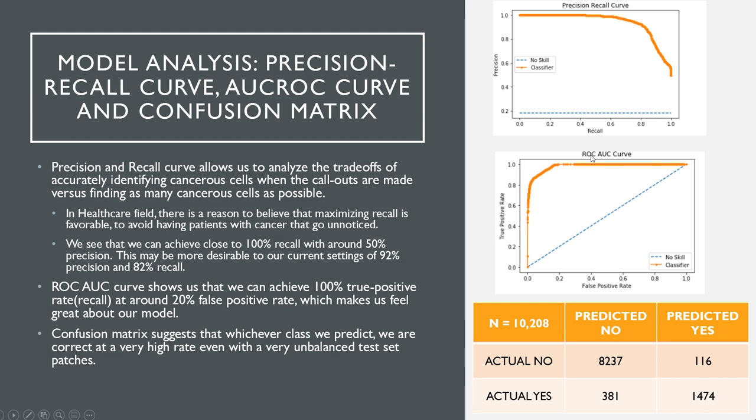And this is the ROC AUC curve. What this is telling us is that you could have very high recall with a 20% false positive rate, so that's also desirable. And what this confusion matrix is telling us is that generally we are right. We make a lot of good predictions, which are on this diagonal, and we want to minimize this inverse diagonal. So as you can see, we're doing well.